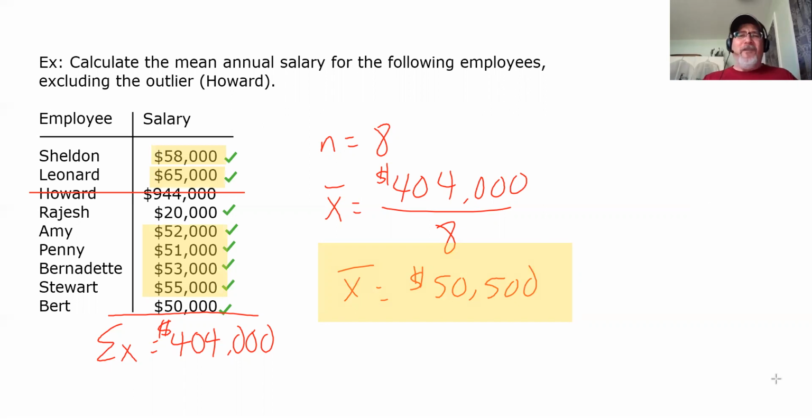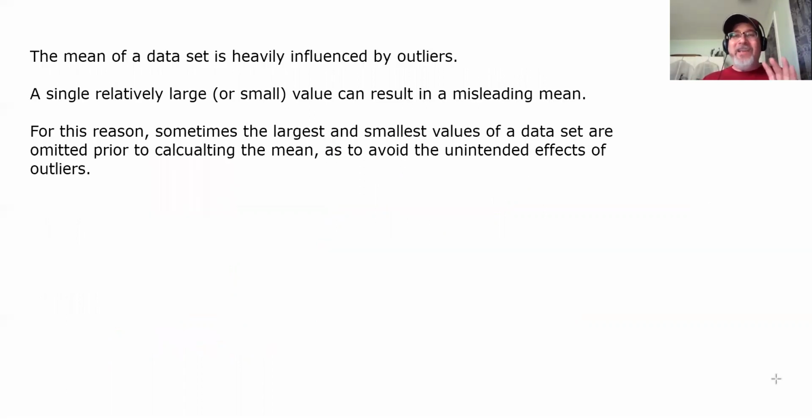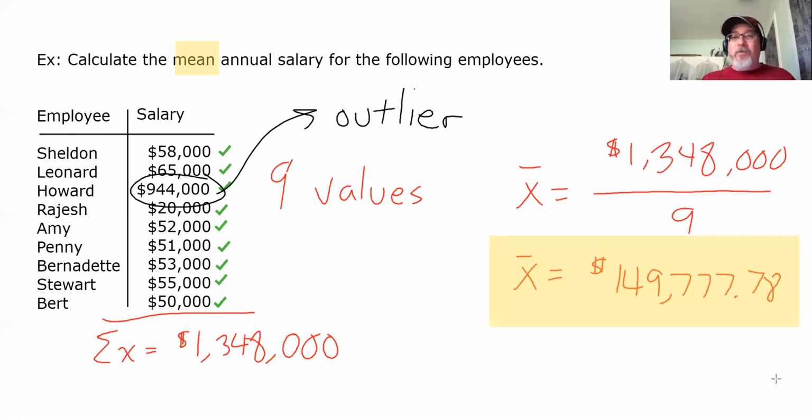But this points out a flaw with using the average or using the mean to come up with a measure of average for a data set. The mean of a data set is heavily influenced by outliers. A single relatively large or small value can result in a misleading mean, not an incorrect mean, but a misleading mean. I refer you to slides ago where the mean was almost 150,000, but nobody was near making that except Howard, who was way above it.